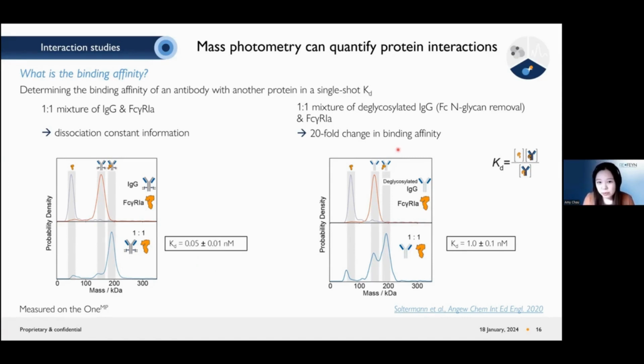And if we remove the glycan moiety by deglycosylating the antibody, what we get is a very different profile in the mixture. By performing the same analysis, highlighting the areas for each of these components, converting that value into concentration and getting the KD, we can see that it has a 20-fold change in the binding affinity. So this indicates that removing the glycosylation on the IgG results in a weaker interaction between the antibody and antigen.